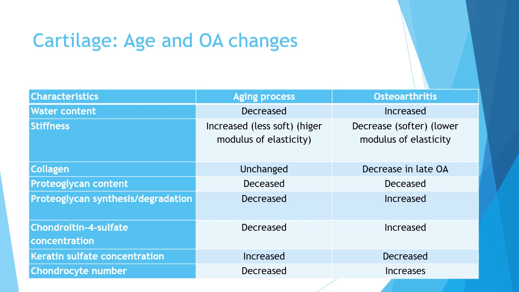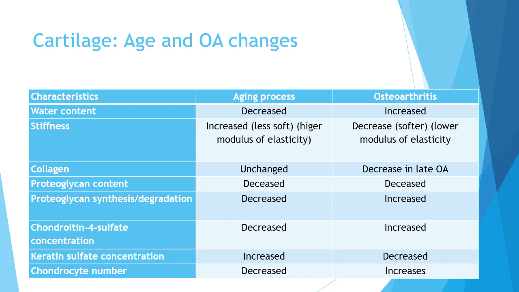The main chondroitin sulfate, which is chondroitin 4-sulfate, decreases with aging and increases with osteoarthritis. The keratan sulfate actually increases with aging and decreases with osteoarthritis.